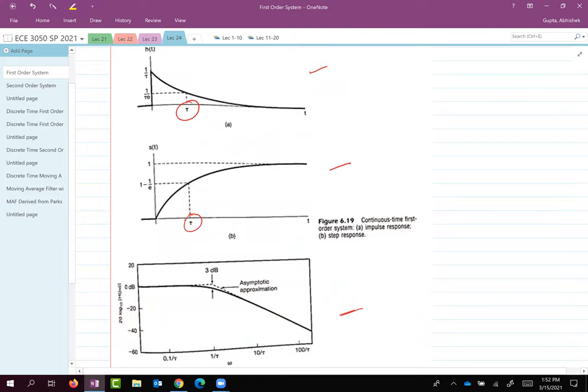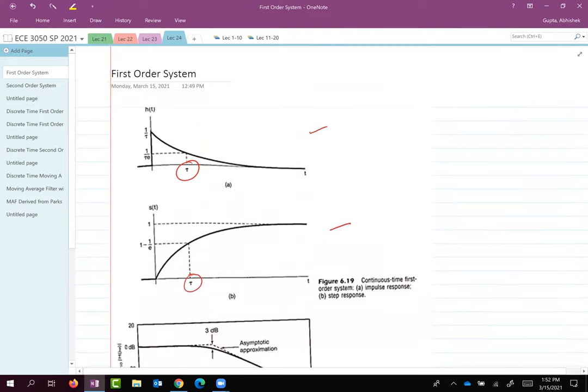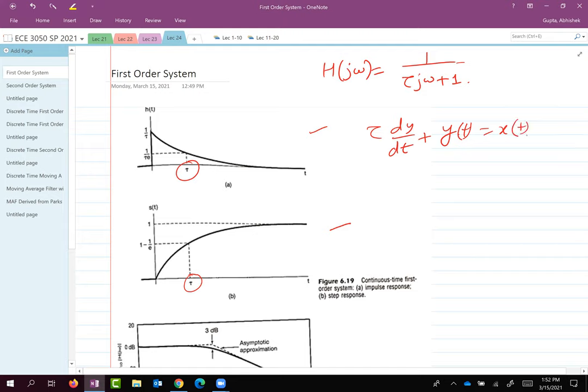Tau actually is, if I remember, h of j omega equals 1 over tau j omega plus 1, or tau dy over dt plus y(t) equals x(t). That was the differential equation, the time domain equation for the system. This is the frequency domain equation for the system, or the frequency response of the system.